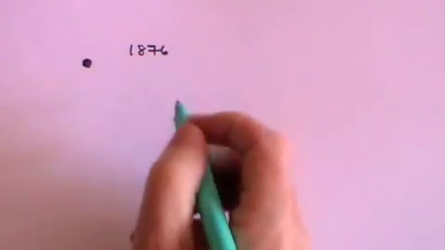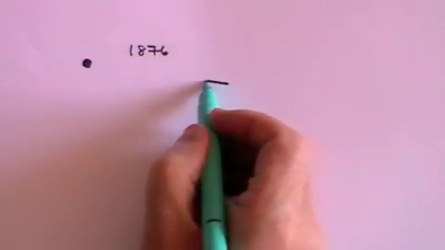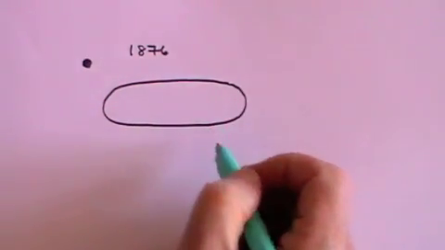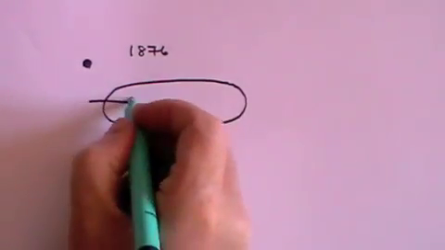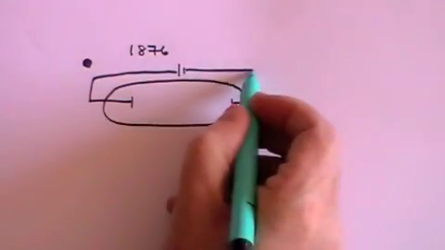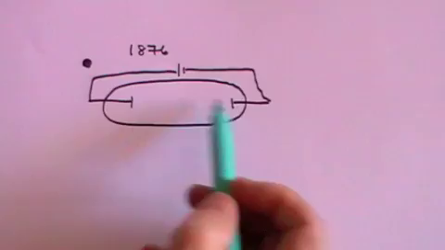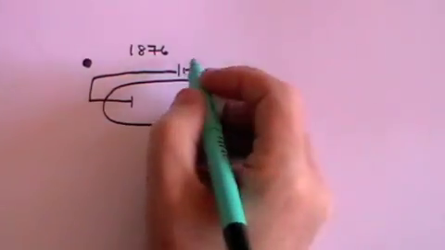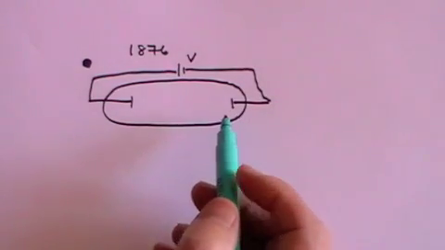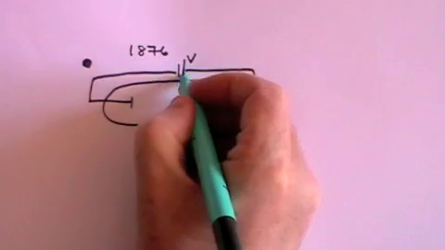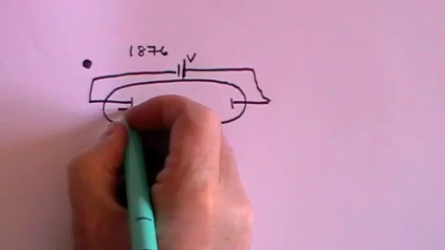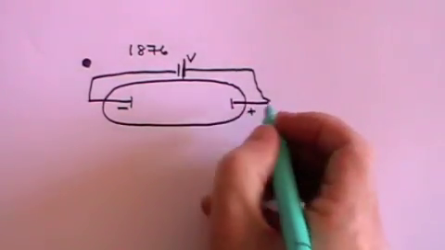1876, where an experiment was being performed where you take a glass tube, you evacuate it, that is, you suck all the air out, and then you have an electric current. Well, it won't flow because, of course, there's a gap between here, but you put a very, very high voltage. A single battery won't usually do. You need a very high voltage, and I've connected them up the wrong way round. That's the negative end of the battery, that's the positive end. So this is negative and this is positive.